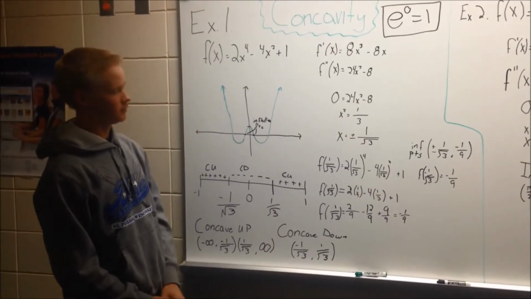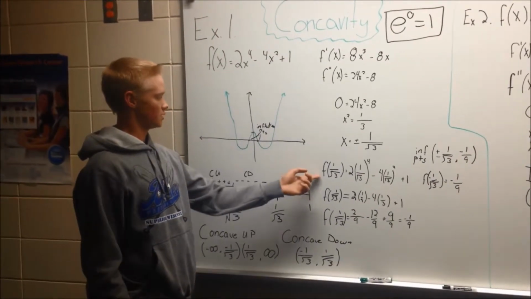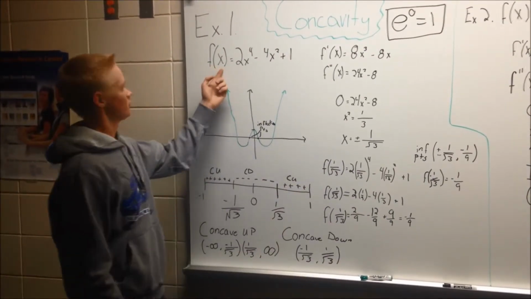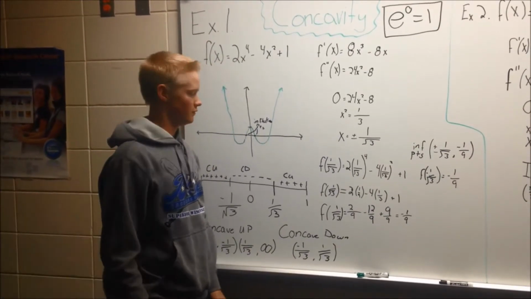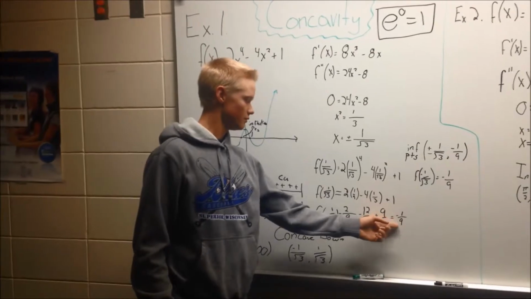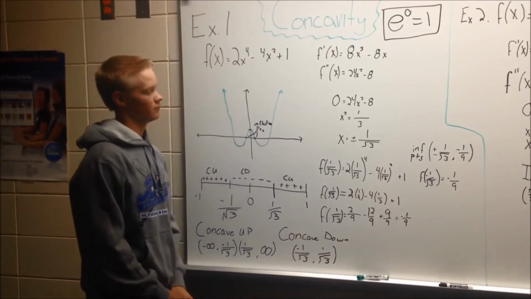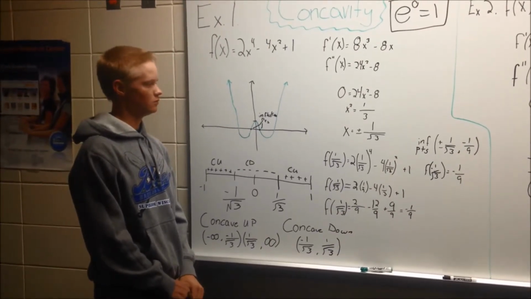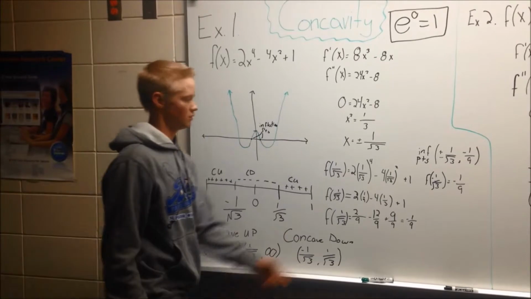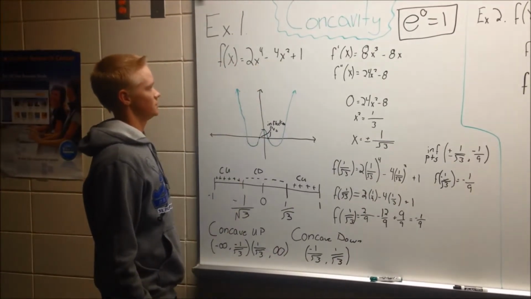To find the y value of these points, we plugged the inflection points back into our original equation, and we found that the y value is negative 1/9 for the positive 1 over square root of 3. For the negative 1 over square root of 3, it would also be the same value, because if you plug 1 over square root of 3 back into a squared or a fourth, it's still going to be positive.